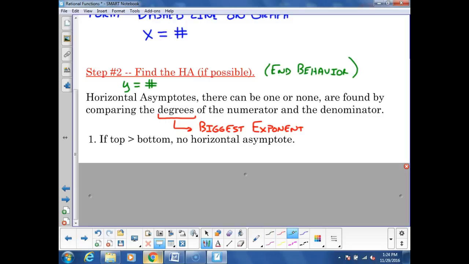An example. Oops, I put y. I should put f of x. f of x equals x squared plus 4 over 2x. Degree on the top is 2. Degree on the bottom is 1. Top is bigger. No horizontal asymptote.